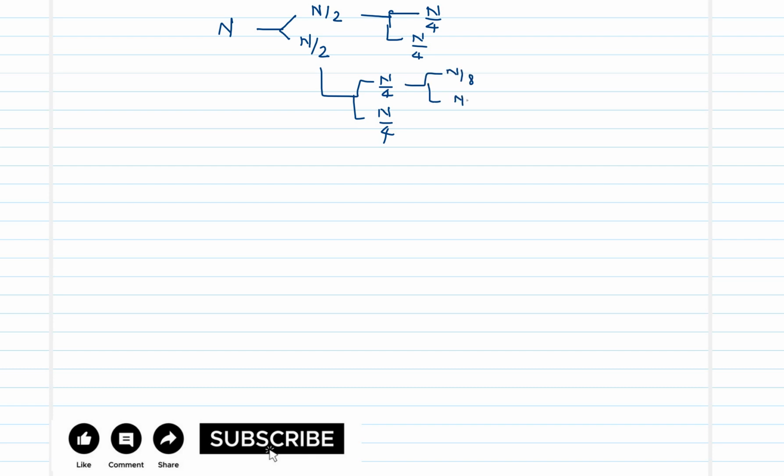Okay, so now how to find the complexity of this algorithm? See, we had an array of size n. This array of size n was divided into two arrays of size n by 2 at each stage. Now this array of size n by 2 was divided into two arrays of size n by 4 at each stage. In a similar way, this is also divided into two arrays of n by 4, and similarly this will be again n by 8, n by 8, n by 8.